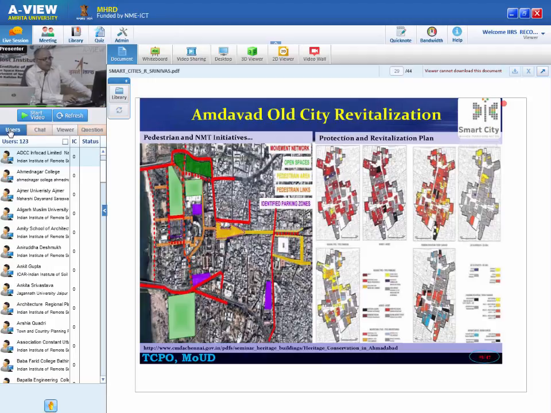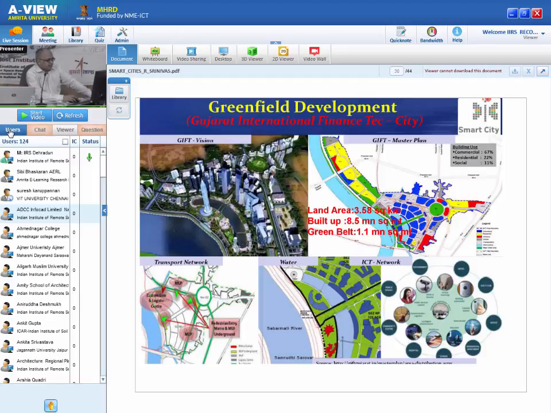This is another example of how the old Ahmedabad city was revitalized. If you see the plan, there is plenty of provision for pedestrian and non-motorized traffic initiatives. This is also one of the best examples of old city revitalization that can be adopted for other cities also.